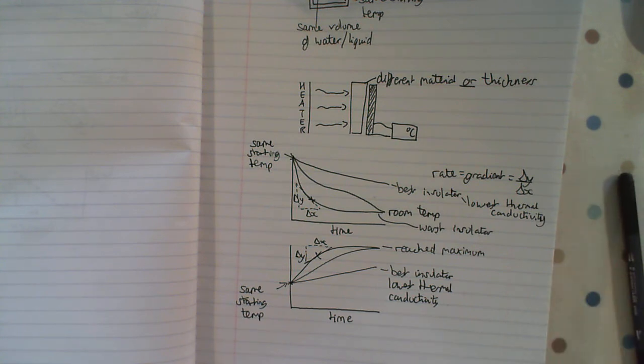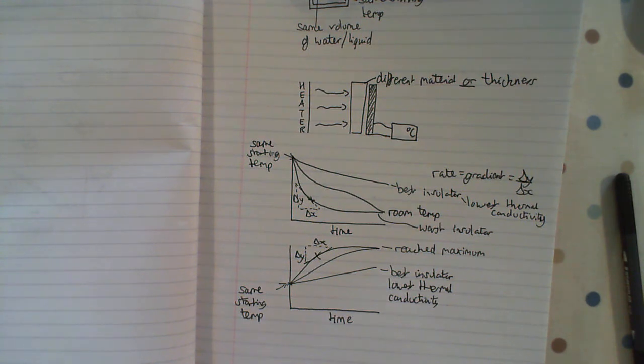Be careful about your variables in this practical. Think about your control variables. What can you keep the same? So mass of the insulation, or the thickness of the insulation, the mass of the water, the distance from the heat source, lid. Dependent variable is what you're measuring, which is the temperature. And your independent variable is either your type of material or your thickness of material.